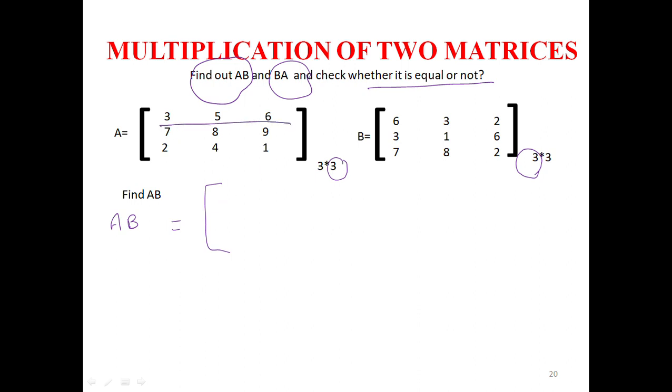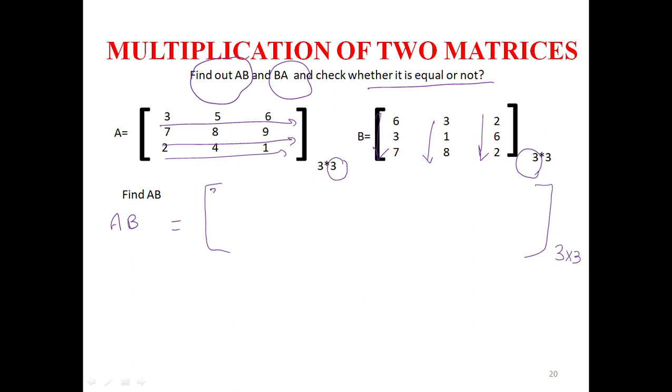First row, first column, then second row, first column, then third row, first column. After that, first row, second column, then second row, second column, third row, second column, and like this. First row, third column, second row, third column, third row, third column. But I will tell you a shortcut way to calculate it.